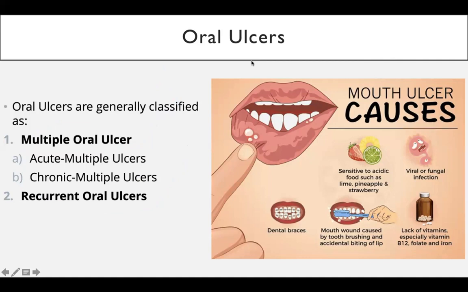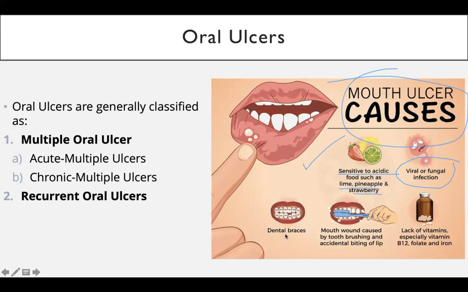Okay, so on the right side of the screen, as you can see, there are some causes of mouth ulcers. For example, sensitivity to acids, acidic food such as lime, pineapple, strawberry, excessive use of lemon water. And then in the last slides, we have covered viral and fungal infections.